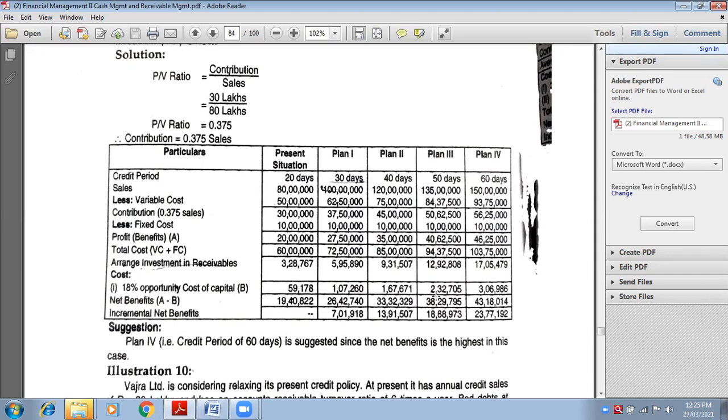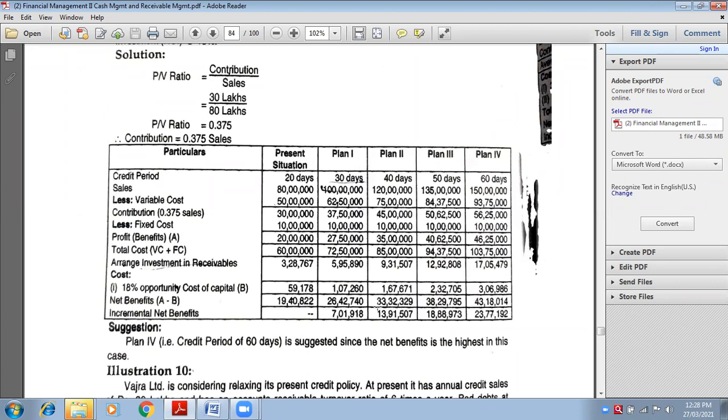Similarly, do it for plan 1, 2, 3, 4. I'm giving you 2 minutes. Do it and then tell me all the answers together. Tell me the answers. 19,40,820 is present situation. Okay. Plan 1, 26 lakhs 42,740. Is it correct? Yes, ma'am.